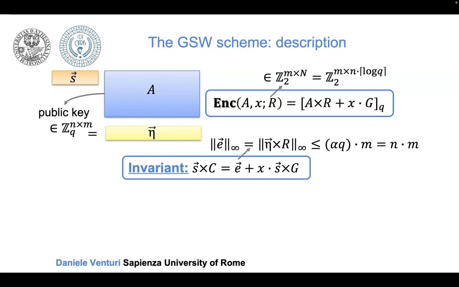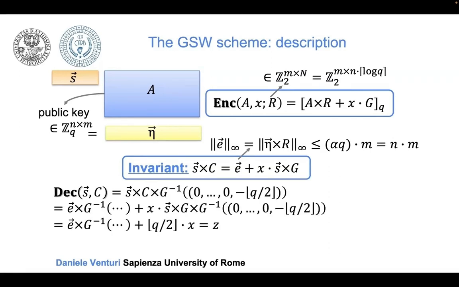Because the matrix R is binary, when I multiply eta with R, I get a vector E which has a small noise. In fact, the infinity norm would be something like n times n. So then S times C is equal to E plus X times S times G, which is essentially this approximate eigenvalue eigenvector relation that we had before. The only difference is that there is G.